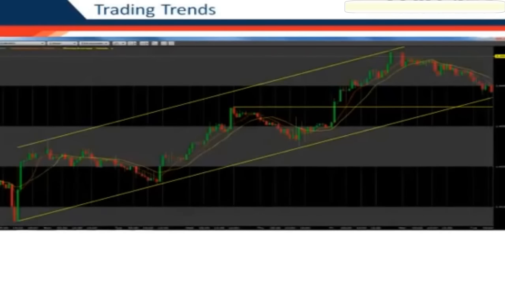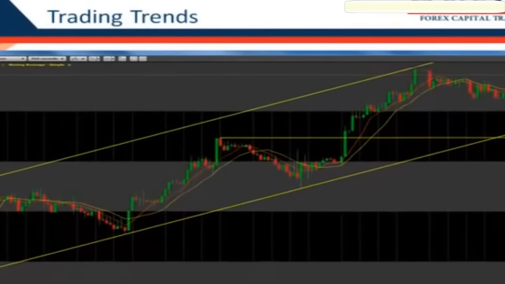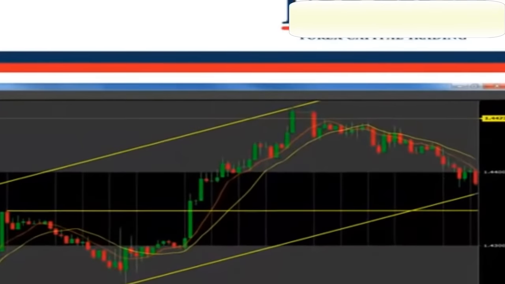So let's have a look at an example of an uptrend. This is the euro over around about a week. As can be seen, the market is flowing with continued higher lows and higher highs, giving traders opportunities to buy on dips and look to take profit as the trend continues.